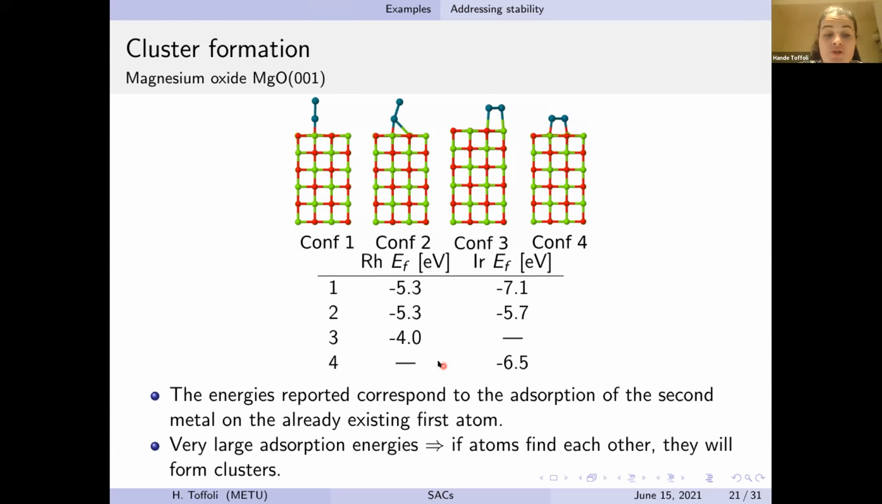So as you can see, these metal atoms, when they find one another, they really, really want to bind. So you really want to keep them in place.